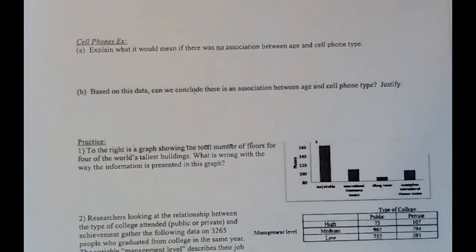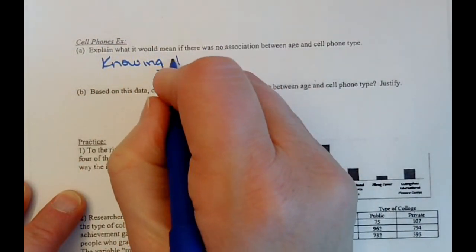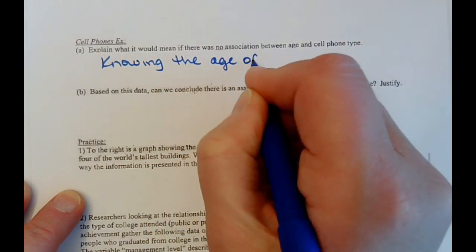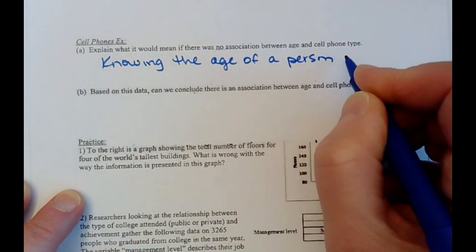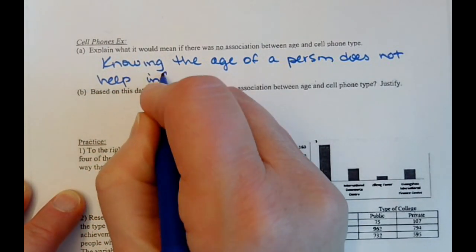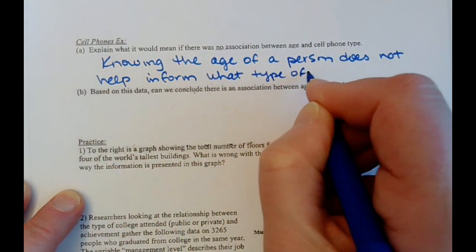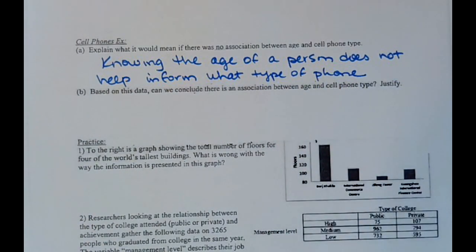So the cell phones example says explain what it would mean if there was no association between age and cell phone type. Well, it really doesn't help inform what type of phone they have. So it would be knowing the age of a person does not help inform what type of phone that they have. Based on this data, is there an association?